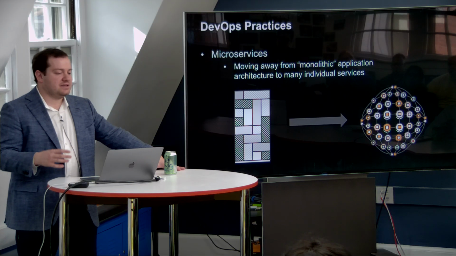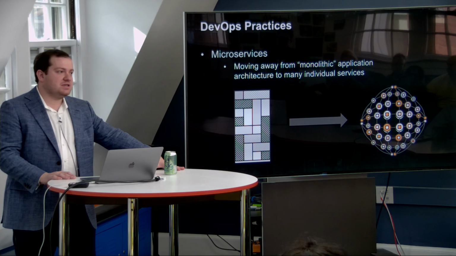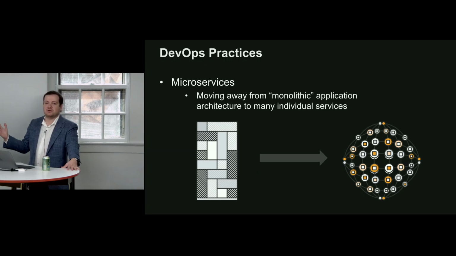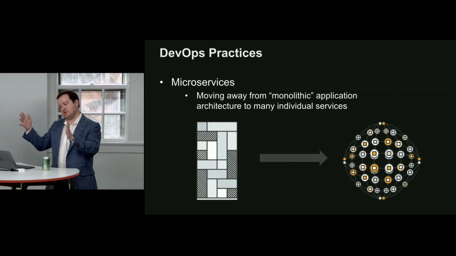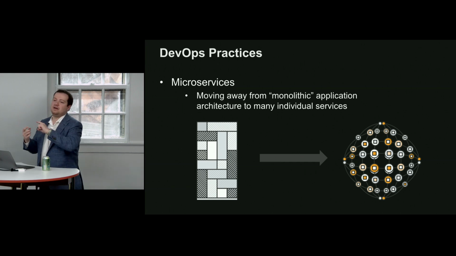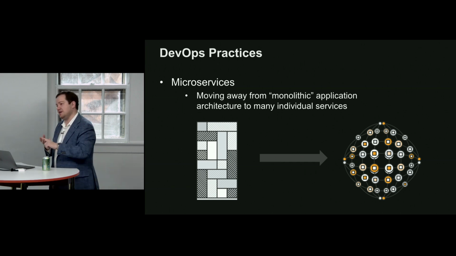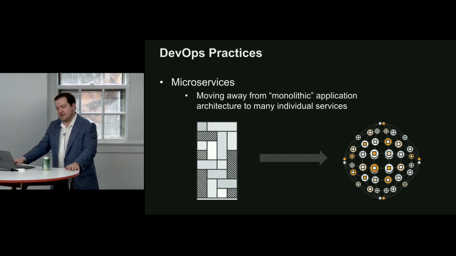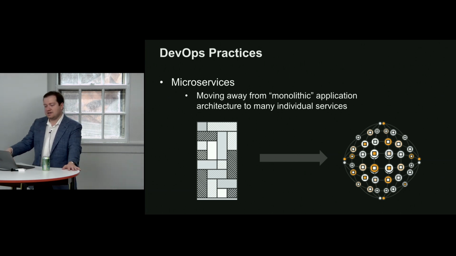Then the actual practices. So one thing that we see is customers moving away from big monolithic applications to individual services. So instead of having this black box server where you have a load balancer and a web server and a database all running at the same time on one big box, and if that box goes down, you've got a bunch of problems, we see customers moving to microservices.